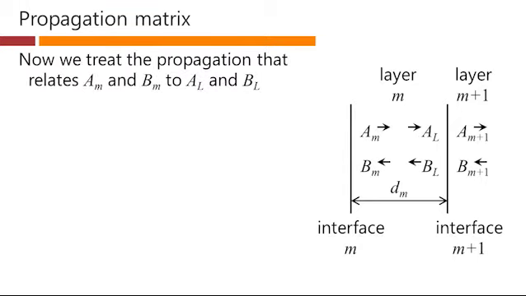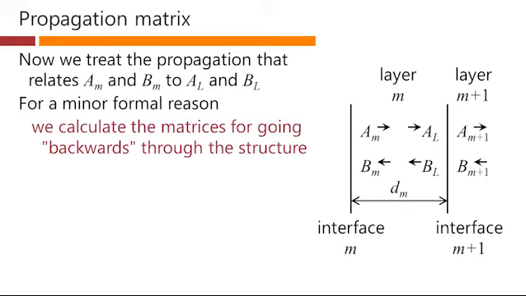Similarly, we can look at the propagation that relates AM at this side of the layer to AL at that side of the layer. So AM is just inside this layer at this side of the interface M, and AL is just inside this layer at this side of the interface M plus 1, and similarly for BM and BL. For a minor formal reason, we are going to calculate the matrices for going backwards through the structure.